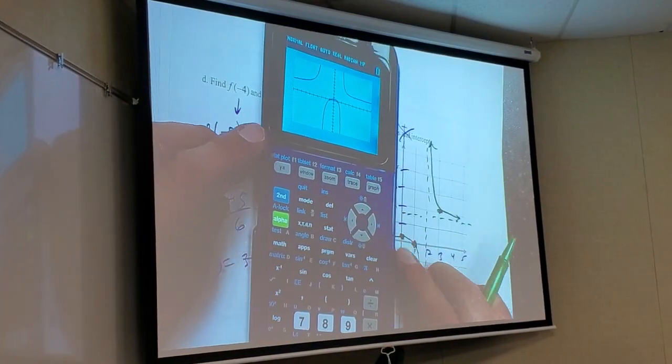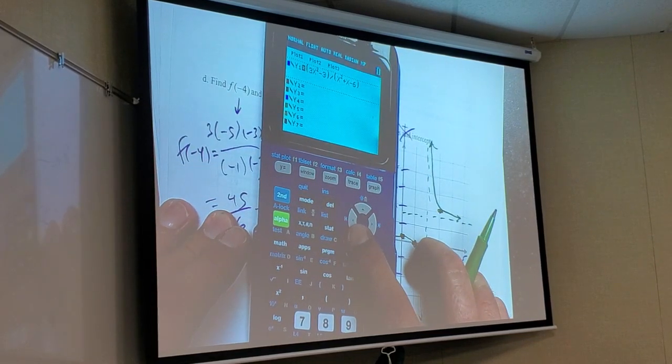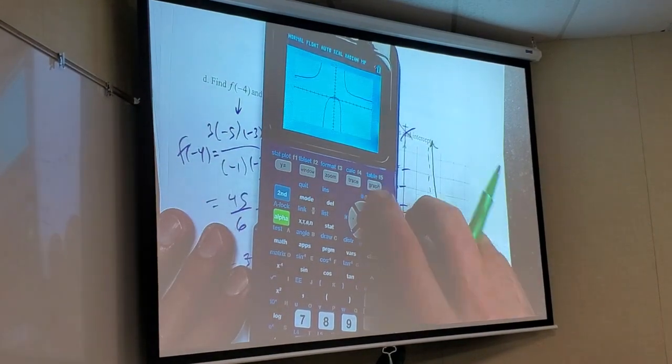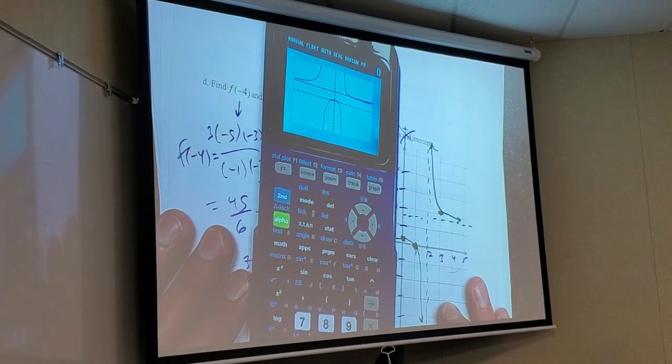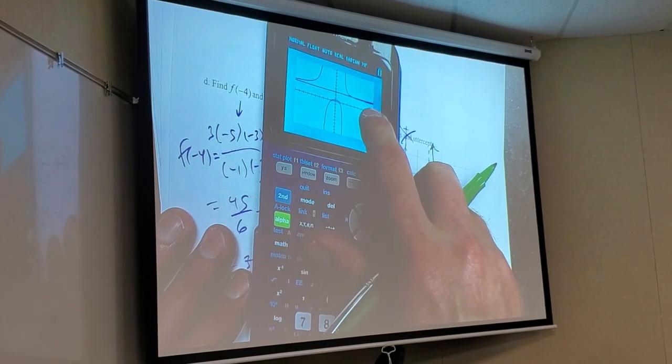Now watch what I could do. What was the horizontal asymptote again? 3. So I can actually put y equals 3, and let's see. Now look what's really interesting over here. Do you see how it goes through? Yeah. Okay, now watch.